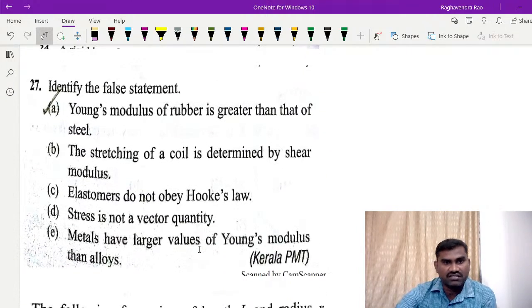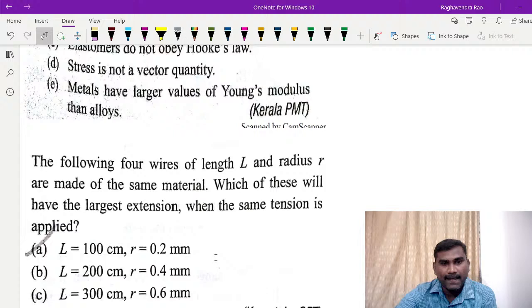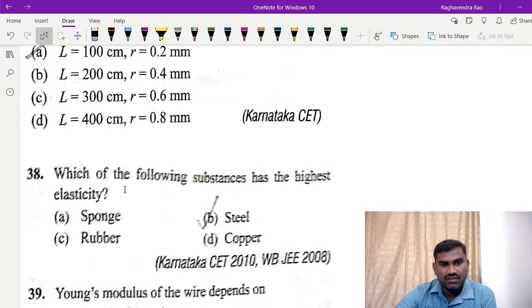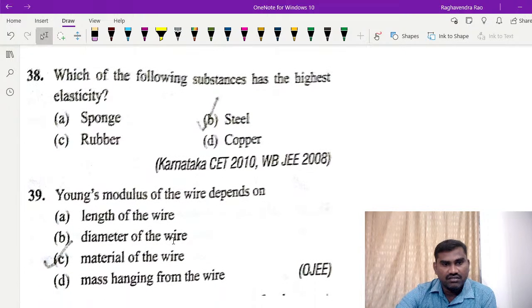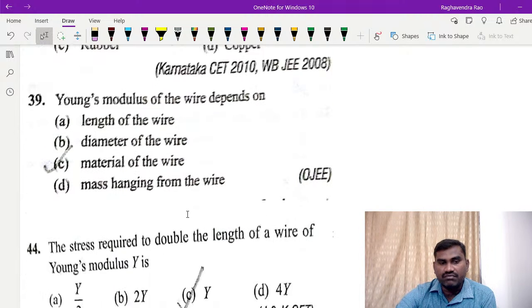Identify the false statement. Young's modulus of rubber is greater than that of steel. So steel is more elastic than rubber. This is the false statement. This is also the same model. Which of the following substances has the highest elasticity? Steel, which we already discussed. Young's modulus of the wire depends on the material of the wire, not on the dimensions of the material.